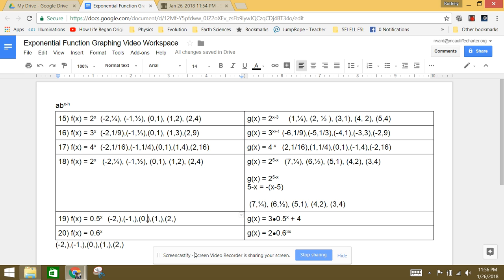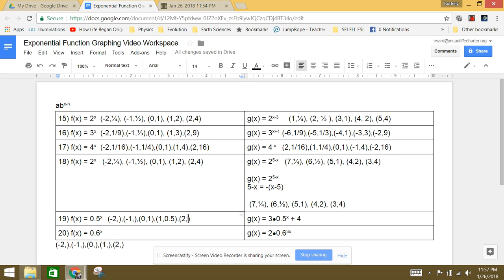We've got 0.5 to the x. To the 0 power, that's just going to be 1. And to the first power, that's going to be 0.5, or 1/2. Okay, so those two are pretty straightforward. We've got a y-intercept and a very first point. This one, as you can see, is going to swoop down. We're getting smaller and smaller.